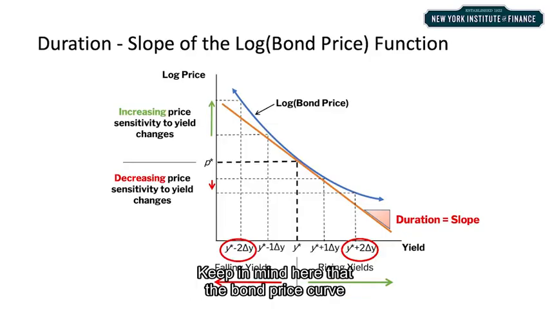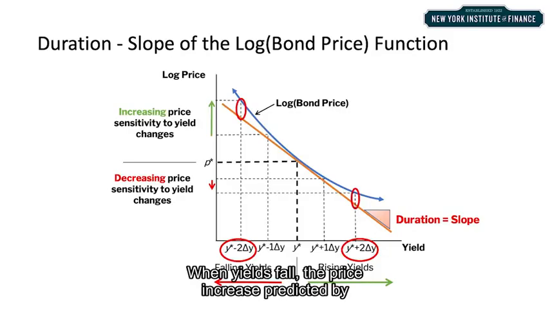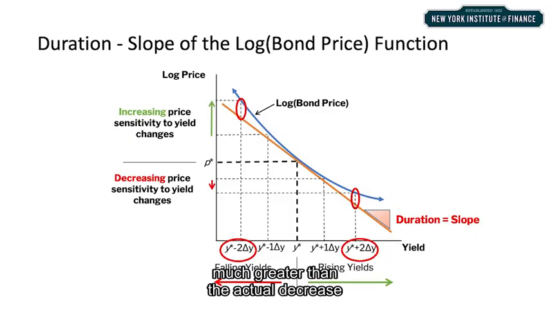Keep in mind here that the bond price curve represents the true price of a bond for a given yield. The duration line is just a linear approximation of that price curve. When yields fall, the price increase predicted by duration is much smaller than the actual price increase. When yields increase, the price predicted by duration is much greater than the actual decrease in the bond's price.